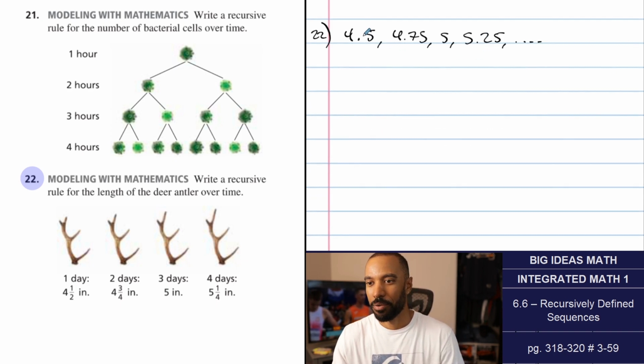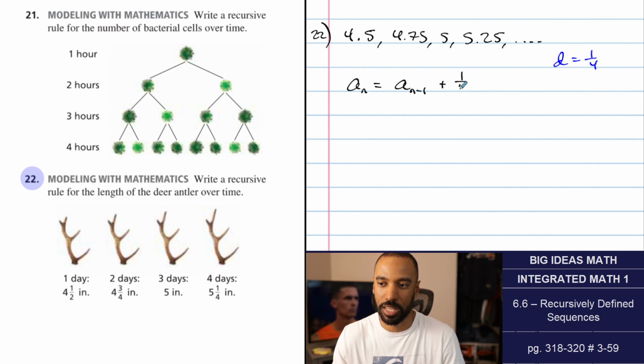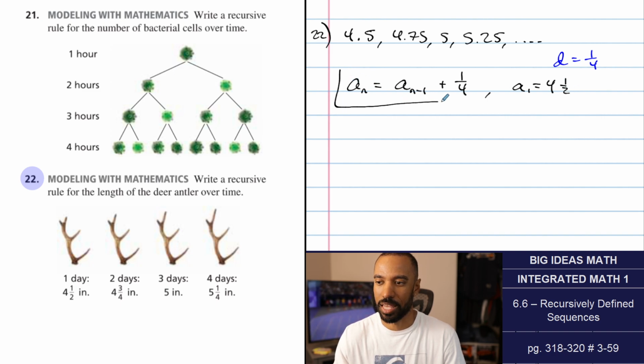I don't know why. Anyway, we're adding 0.25 each time, which means we're adding a quarter. I'll just write the common difference as 1/4 because it started off as a fraction, so I'll leave it that way. So to find the value of the next term, you take the value of the previous term and you add 1/4 to it, like so. Not multiply by a 1/4, but you add a 1/4 of an inch. You start with 4.5 inches. I'll still write that as 4.5.